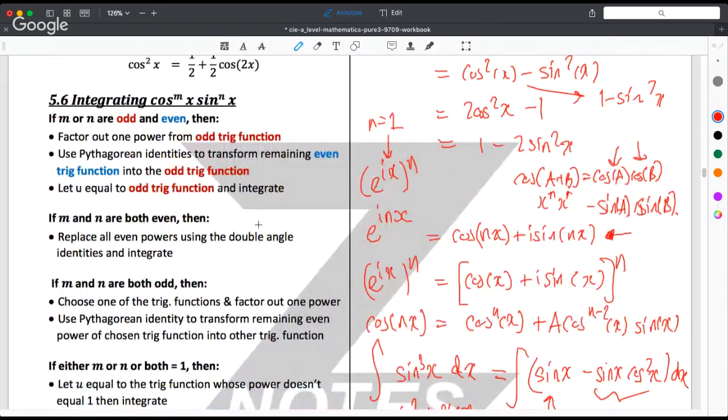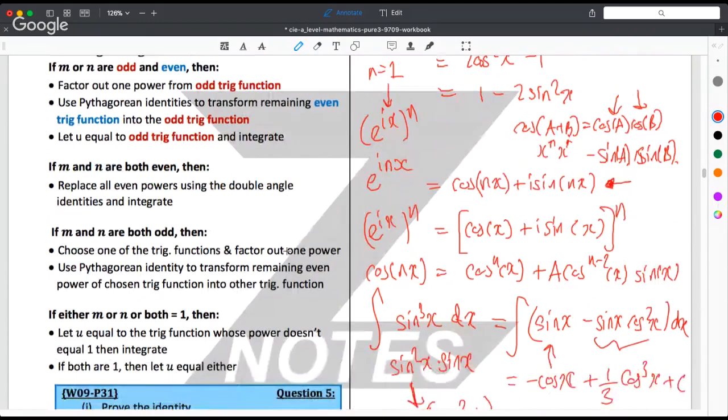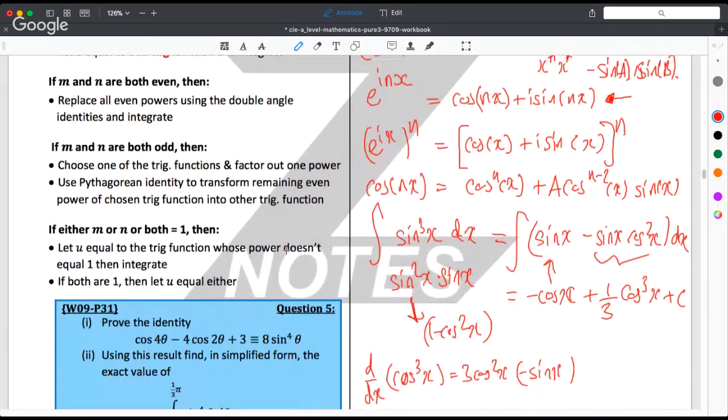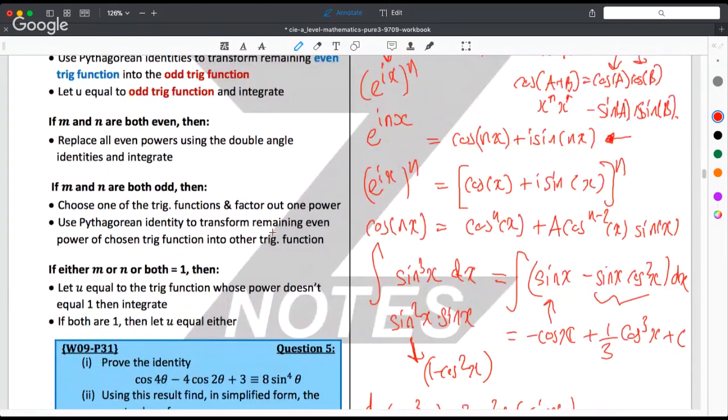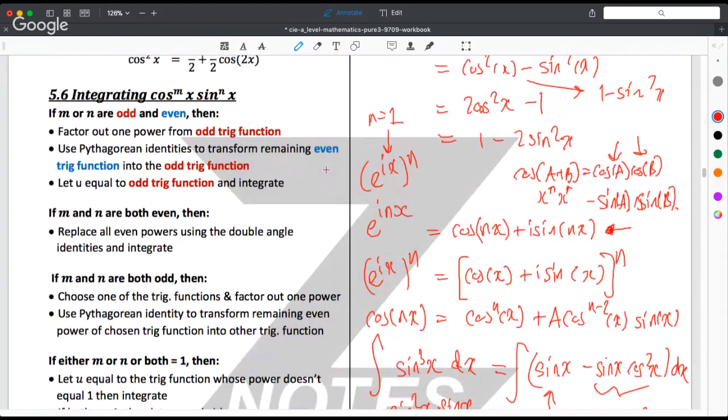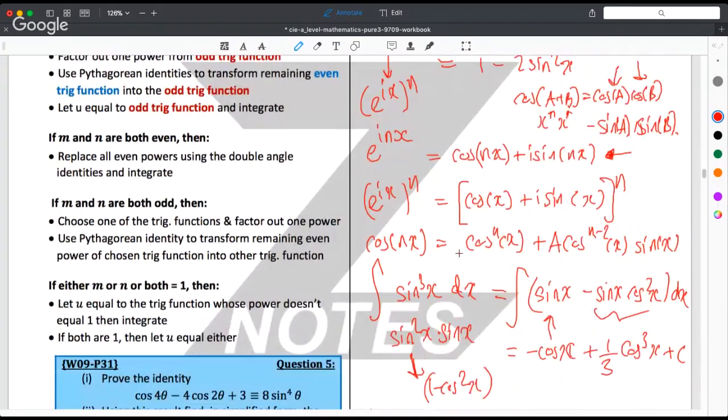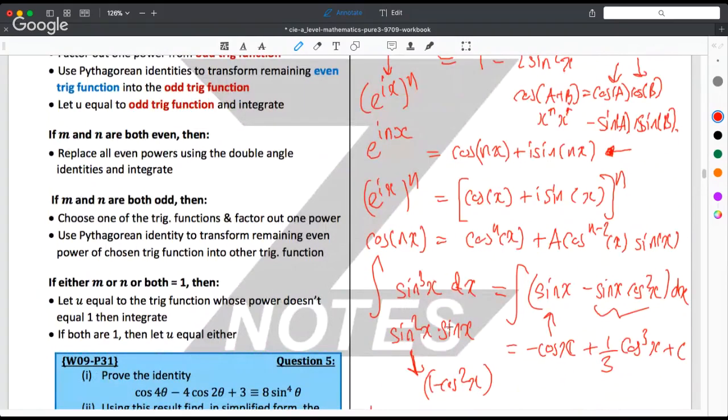Integrating powers. If m and n are both even, then we can replace all the even powers using the double angle identities. So the double angle identities, we talked about those a little bit. So you can try that for yourself. If m or n equals 1, or they're both 1, that's quite an easy case. That's just cos x times sine of x. But basically, all this stuff is when you have powers of cos x and sine x, it's all just messing around with these double angle identities, or doing things like rewriting sine cubed x as sine squared x times sine of x. Okay.